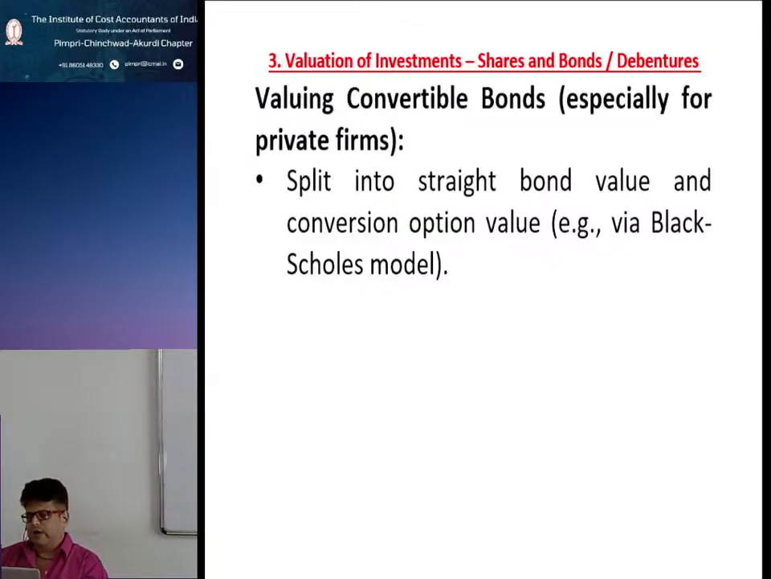Now, how do we value convertible bonds, especially for private firms? The value is split into straight bond value and conversion option value, for example via the Black-Scholes model. So this is how valuation of convertible bonds is done, especially by private firms.